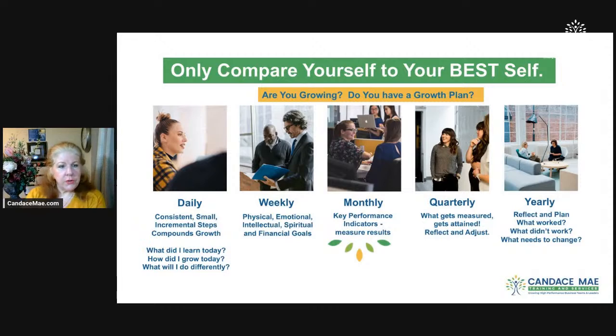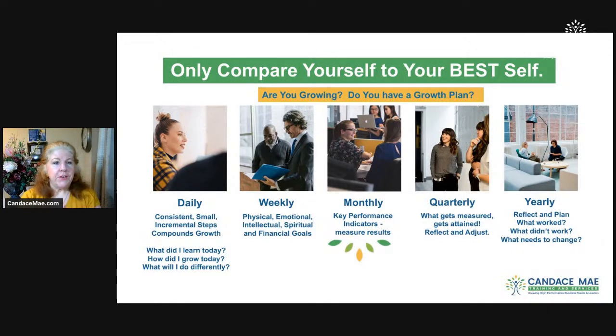Monthly, I'm sure you have key performance indicators. Those are there for you to measure your results to make sure that you're on target and you're continuing to grow and increase. And remember, what gets measured gets attained. You want to reflect and adjust, and quarterly, looking back on the last 3 months is important to do because that's where we adjust our goals and our achievements to either increase or figure out a better way to get there, right?